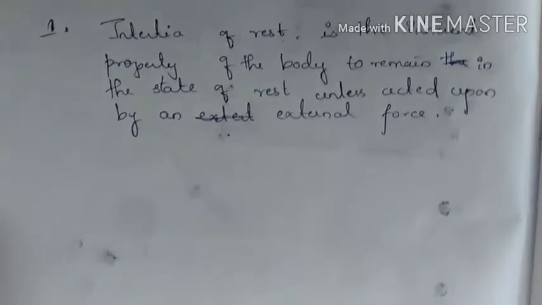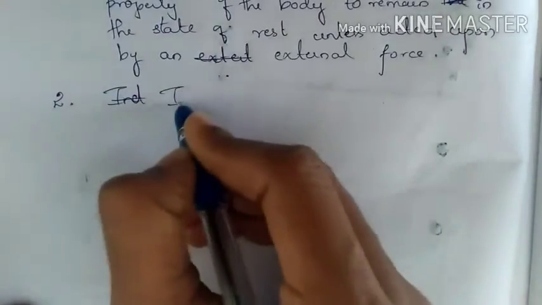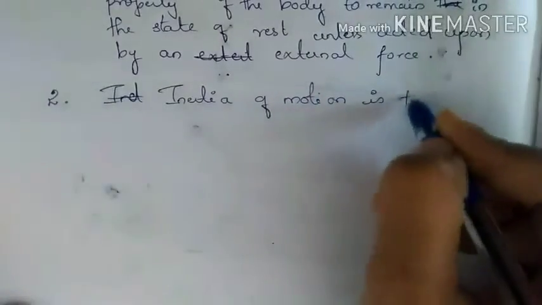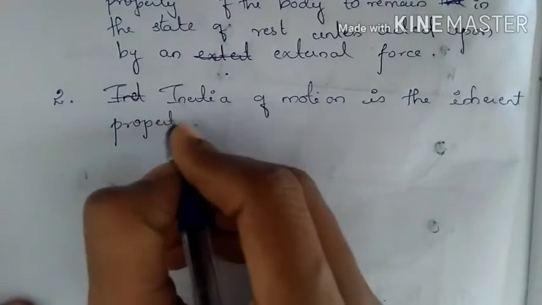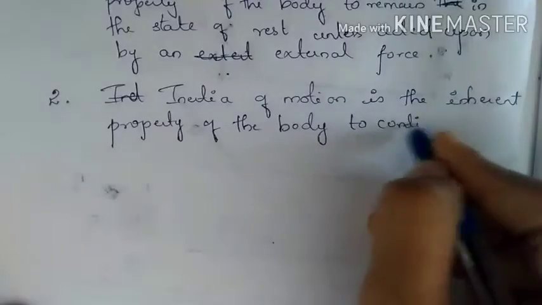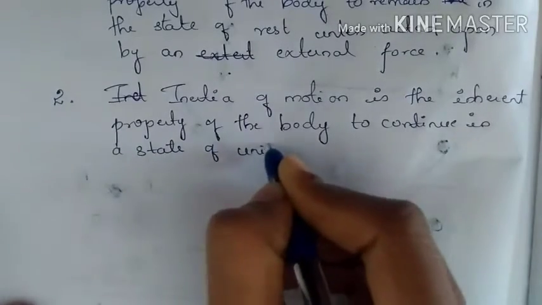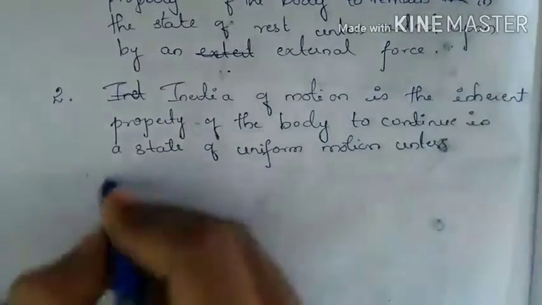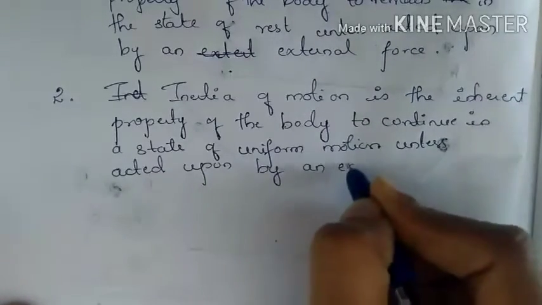Right. Next. Second, inertia of motion is the inherent property of the body to continue in a state of uniform motion unless acted upon by an external force.